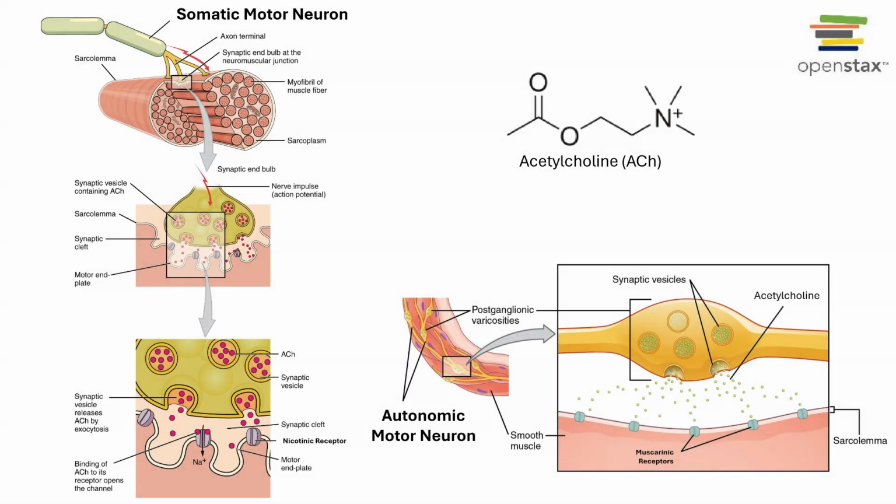Acetylcholine is used in both the central and peripheral nervous systems, but it is the most common neurotransmitter in the peripheral nervous system. All somatic motor neurons release acetylcholine to stimulate skeletal muscle contraction. Many of the neurons of the autonomic nervous system also release acetylcholine. For example, acetylcholine released from an autonomic neuron can regulate smooth muscle contraction.